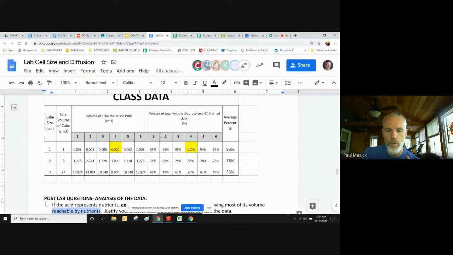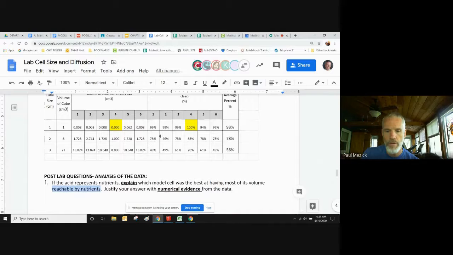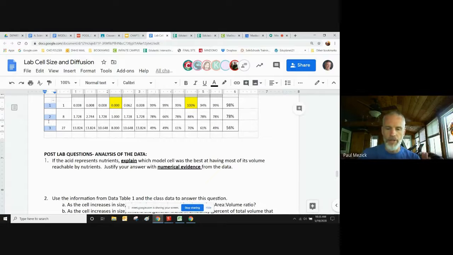you would be looking for the one that had the highest percent that received the nutrient. Which one would that be? We're talking which cube had the highest percent of reaching the nutrient. The first cube? Correct. So you don't want to say first, just say 1 centimeter, because you're really referring to this. If you're going to say first instead of 1 centimeter, I prefer you say smallest cube. Okay. All right, because that's really what you're getting at. Okay, and justify your answer with numerical evidence.